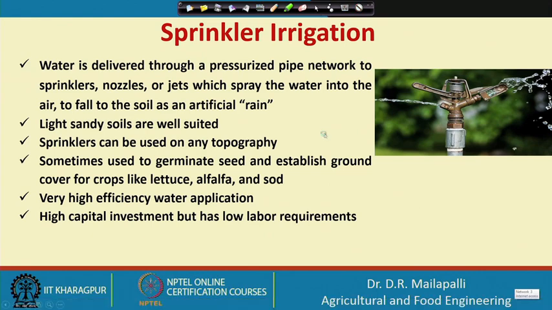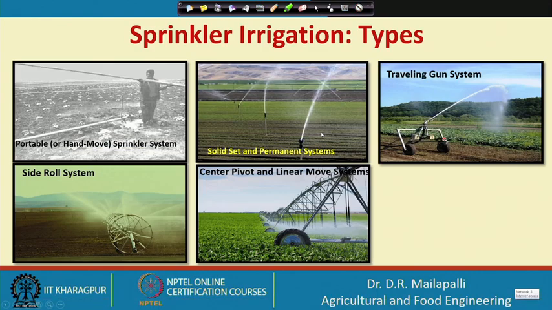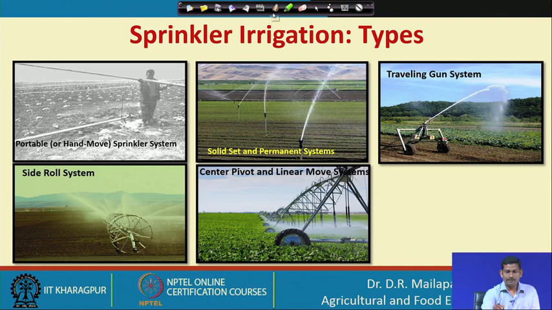Next, the types of sprinkler irrigation. It could be portable, or hand move. What happens is the laterals will be moved. This is one lateral, showing here with the sprinkler head, and part of the field is irrigated. Once the irrigation is done, this lateral is moved to the next point and irrigates the next piece of land. This is called the hand moved sprinkler system.